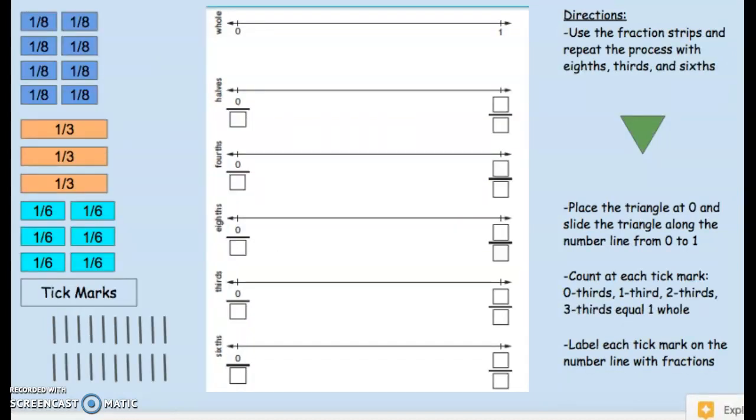Now I'd like you to try the eighths, thirds, and sixths number lines. Continue the same way using your fraction bar pieces to create tick marks across the number line. Practice counting with your triangle or your finger, and then label the fractions across each of the number lines. Again, please pause this video so that you can complete this activity before we move on to the next thing.